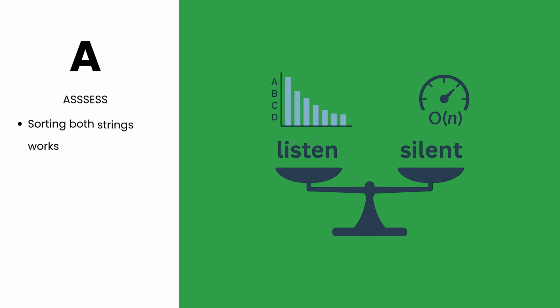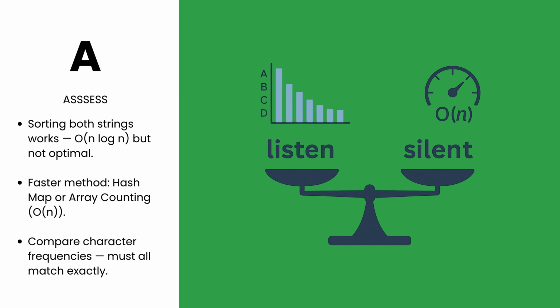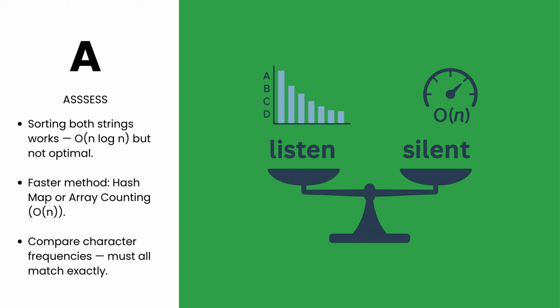We compared two main ideas, sorting both strings and comparing them, which works but takes extra time, versus using a hash map or frequency array to count characters in linear time. The latter gives us a clean, O(n) approach that scales beautifully.